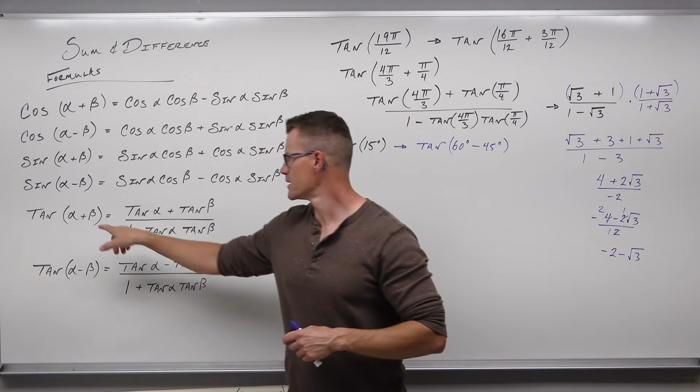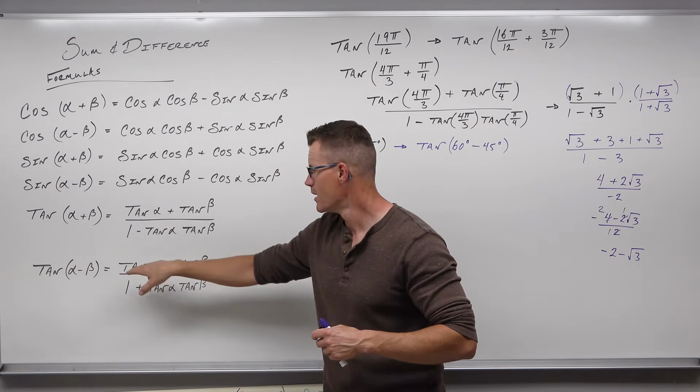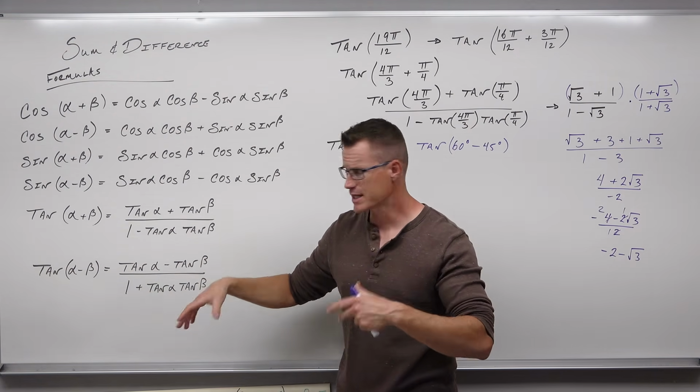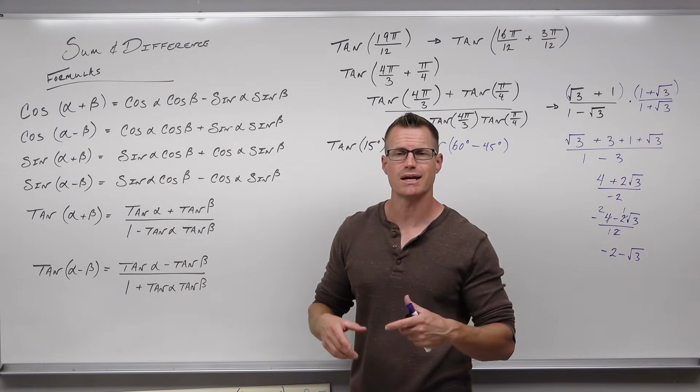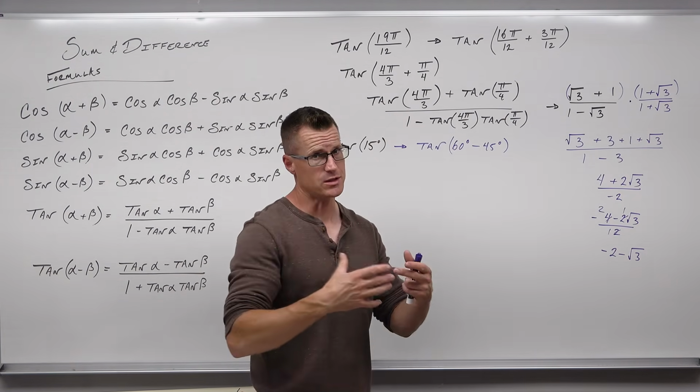Notice the signs. Same sign numerator, different sign denominator. Both of them tangent first, tangent second. We just subtract on the top, and we add on the bottom if we have two angles being subtracted for tangent.